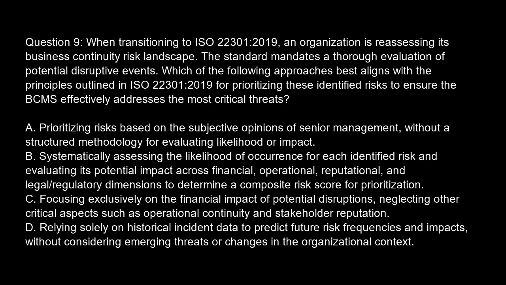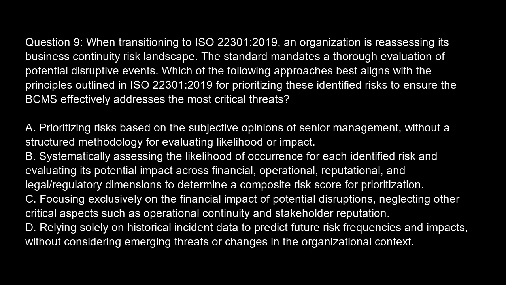Question 9. When transitioning to ISO 22301-2019, an organization is reassessing its business continuity risk landscape. The standard mandates a thorough evaluation of potential disruptive events. Which of the following approaches best aligns with the principles outlined in ISO 22301-2019 for prioritizing these identified risks to ensure the BCMS effectively addresses the most critical threats?